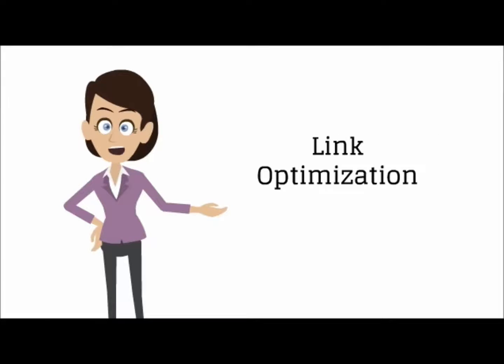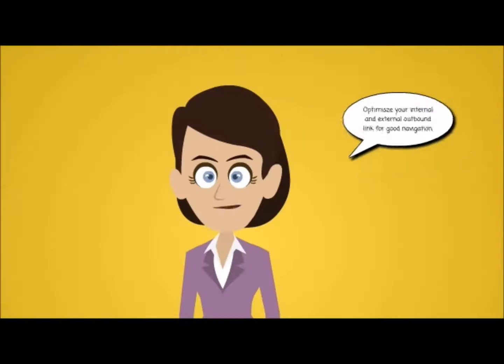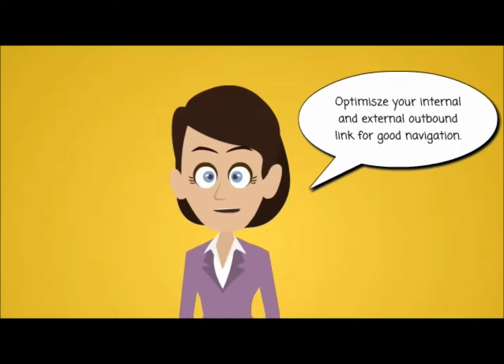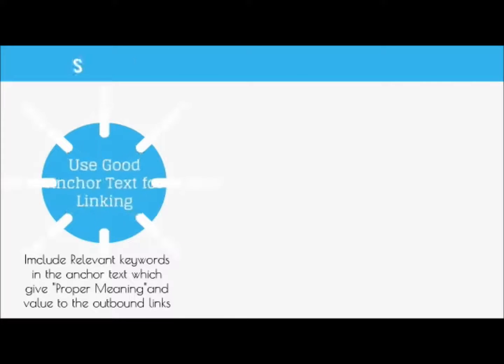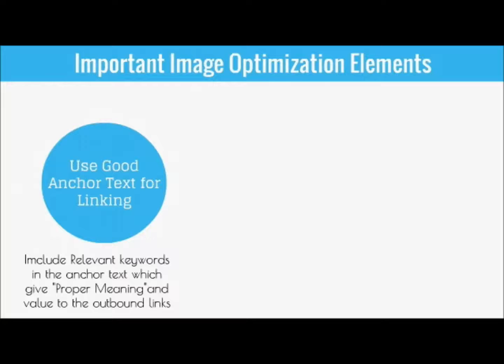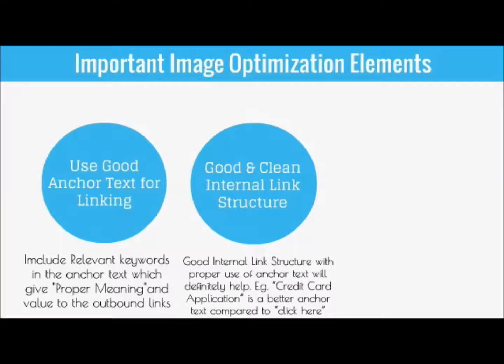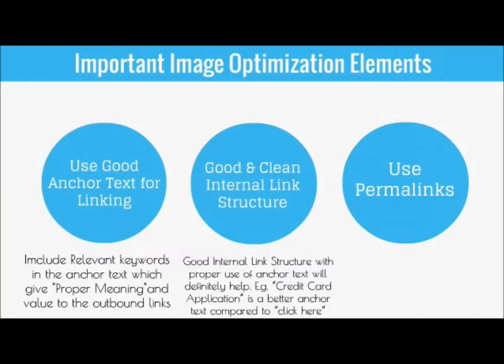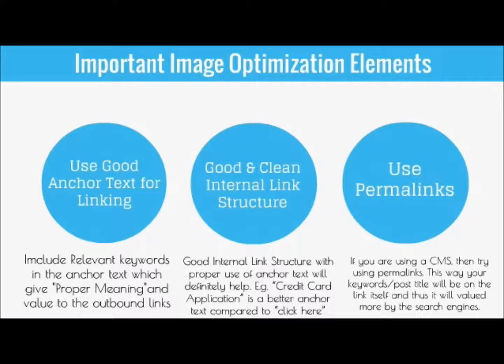Next thing we are going to discuss is link optimization. It is important to optimize your internal and external outbound links for search engines as well as to give your visitors better navigation. Important elements of link optimization. Try using good anchor text when you are linking to other people. Include relevant keywords which give proper meaning and value. A good and clean internal link structure with proper use of anchor text. And last one is try using permalinks if you are using a CMS to make it valued more by the search engines.